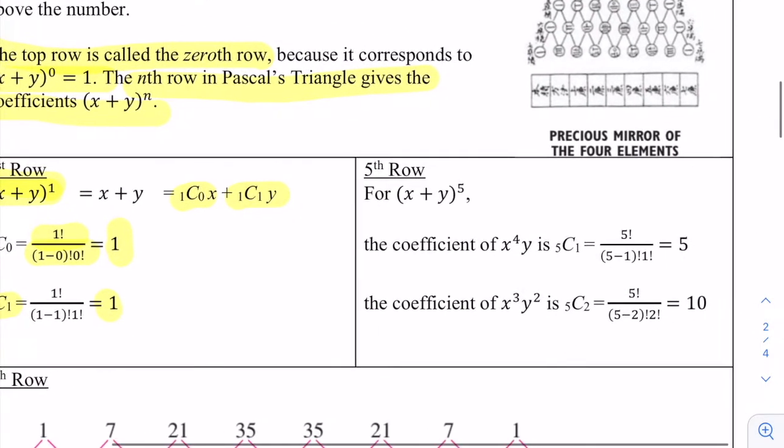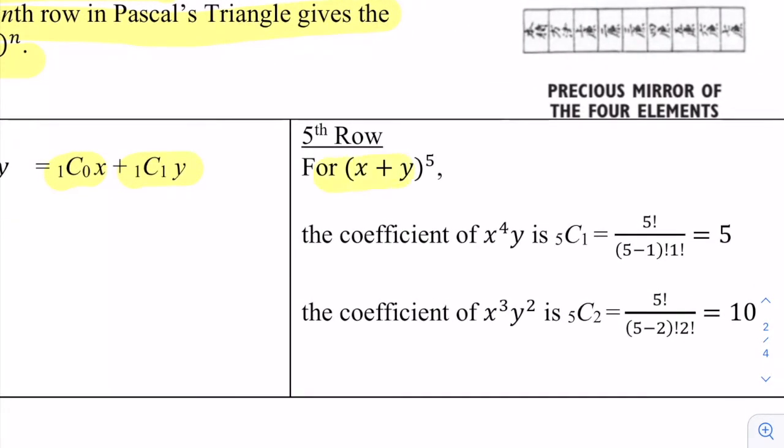Let's look at the fifth row. For the fifth row, we have x plus y raised to the 5th, 5 choose 1 for x to the 4th times y. And we know if we're looking for the coefficient of x cubed y squared, that would be 5 choose 2, which is 10.